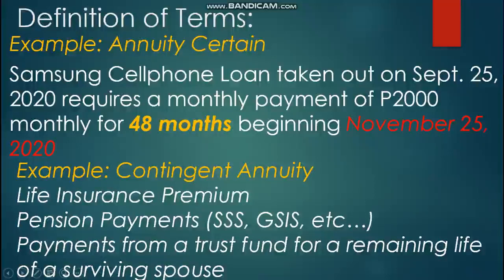So, yun yung last part ng ating definition of terms, and that is the classification of an annuity. We have the first, according to payment interval and interest period, yun yung simple and general annuities. According to time of payment, yun yung ating ordinary annuity and annuity due. And the last, according to duration, yung annuity certain and contingent annuity.